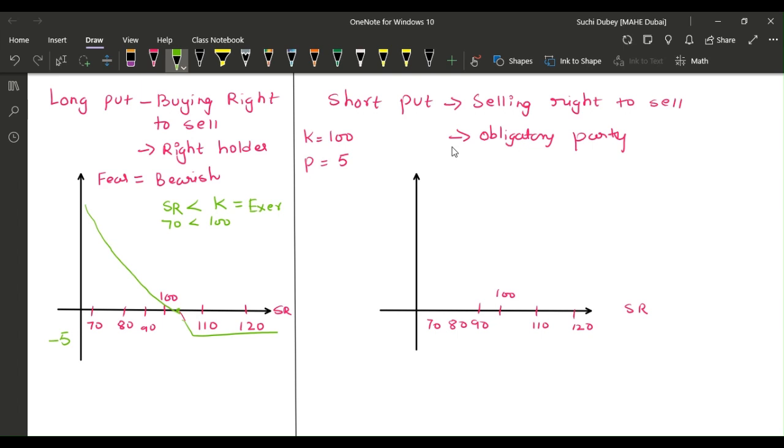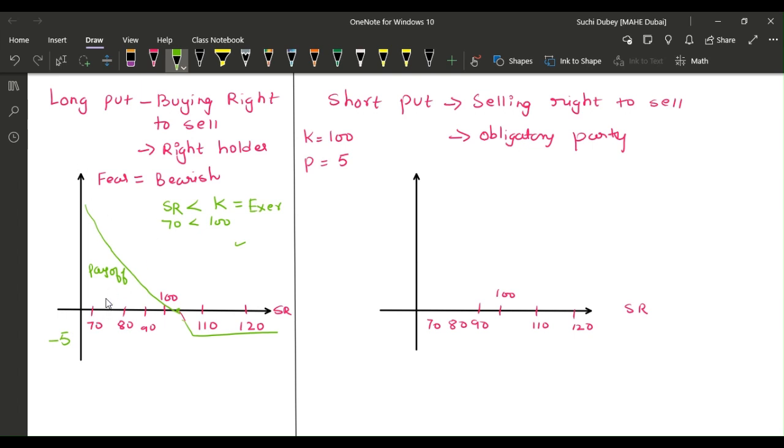Now let's talk about short put. And short put, it's an obligatory party. This means if he is exercising, he will have a loss. If there's a lapse here, he will have a profit. Now in order to draw a payoff diagram for a short put, I have to understand what long put might be doing, because who holds the right? Long put. So think about it again. When your SR is lesser than your K, he is exercising. This is the zone of exercise. That's where I'm saying that lies my payoff.